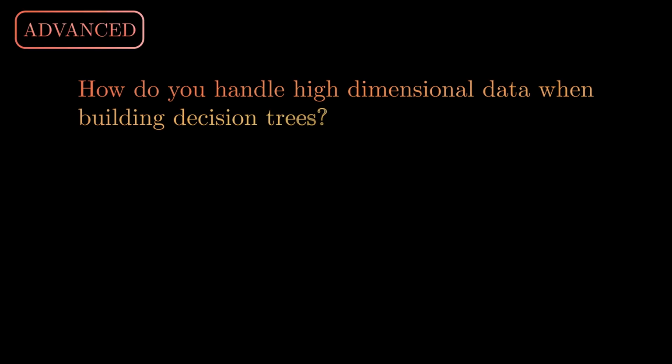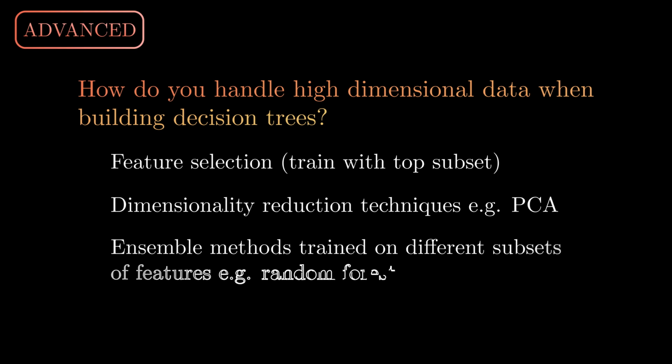Let's move on to some advanced topics. How do you handle high-dimensional data when building decision trees? There are several strategies that you can take. First, feature selection. You can identify the most relevant features and train only with the top subset of the features. You can also use dimensionality reduction techniques like principal component analysis to project the data into a lower dimensional space. Finally, you can also use ensemble methods like random forests to combine multiple trees trained on different subsets of features.